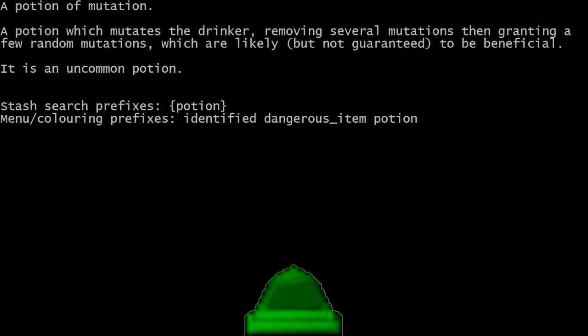I do sometimes drink them, but I only do it on characters that I consider to be very weak and really in desperate need of help. Like, potion of mutation can give you robust and stuff, or some other minor good things. So yeah, you can definitely use it in a moment of desperation to hope for a better character.